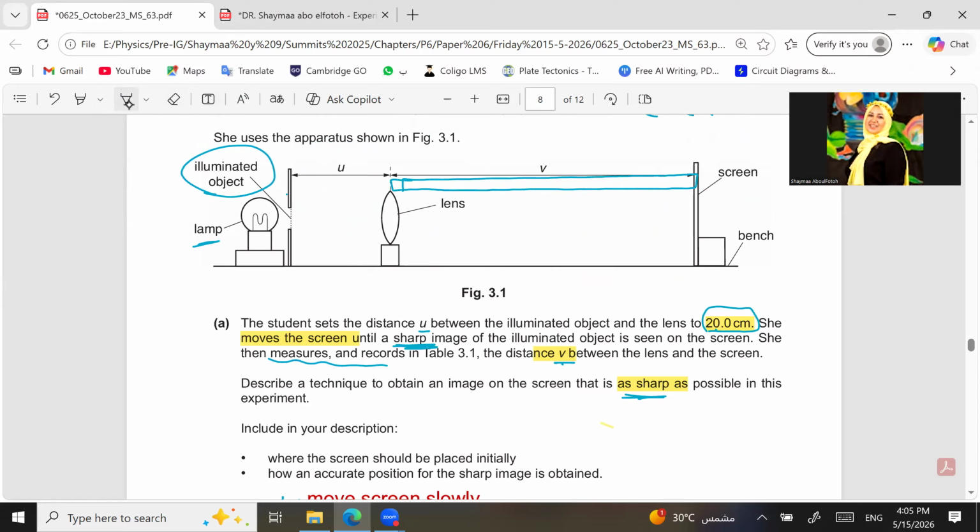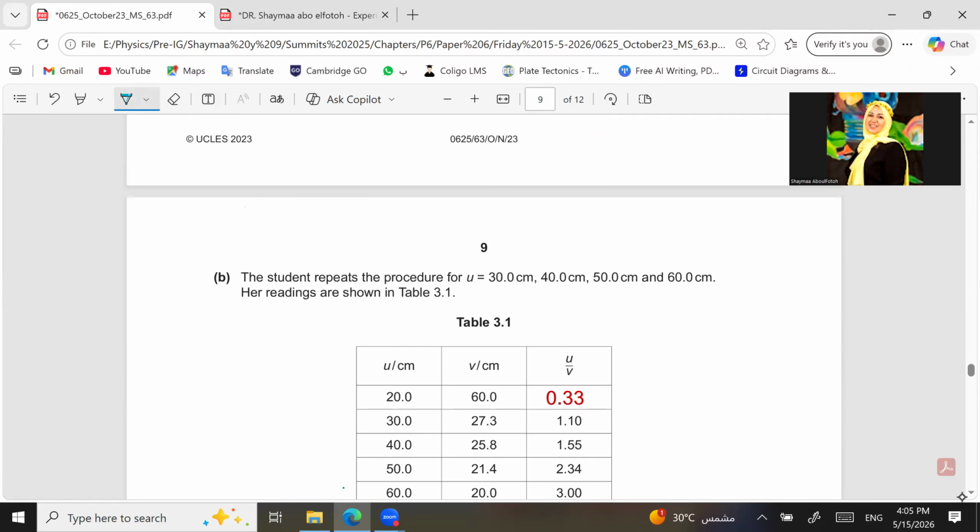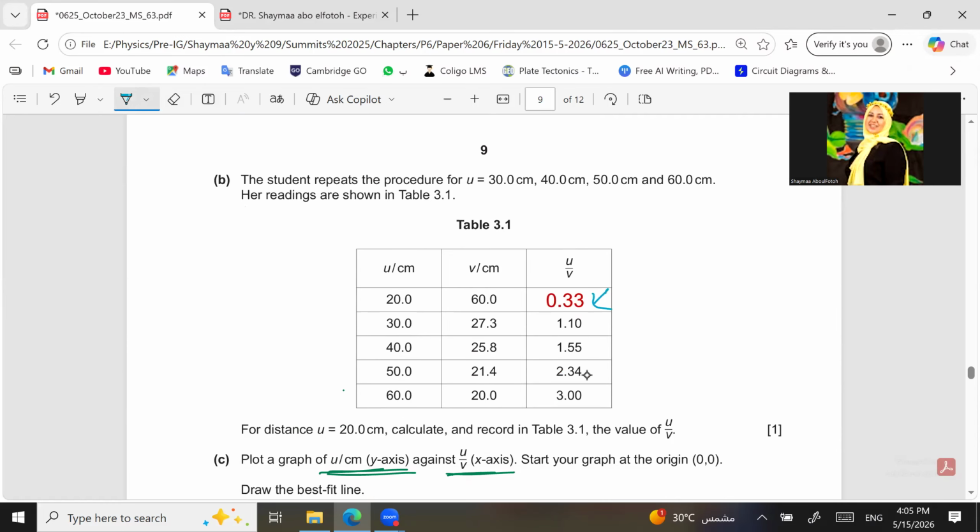I'm not putting it at the top, I put it at the bottom, but I am just focusing on the distance, which is V. Then record the reading in the table, which is 0.33. This is not the distance, this is U over V.